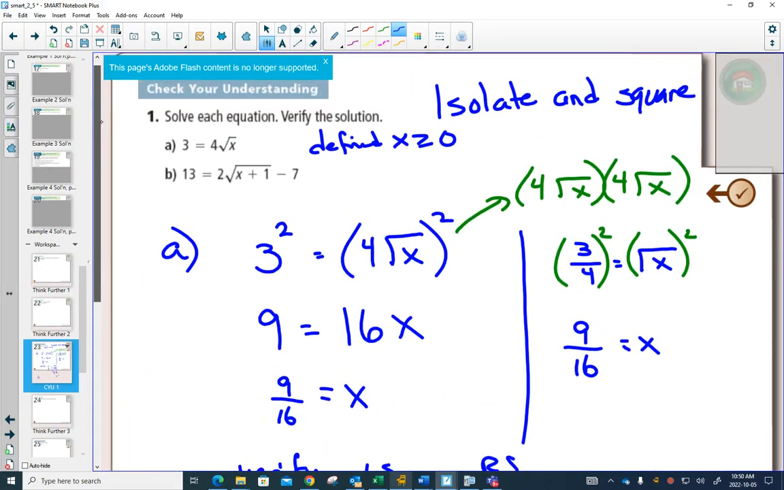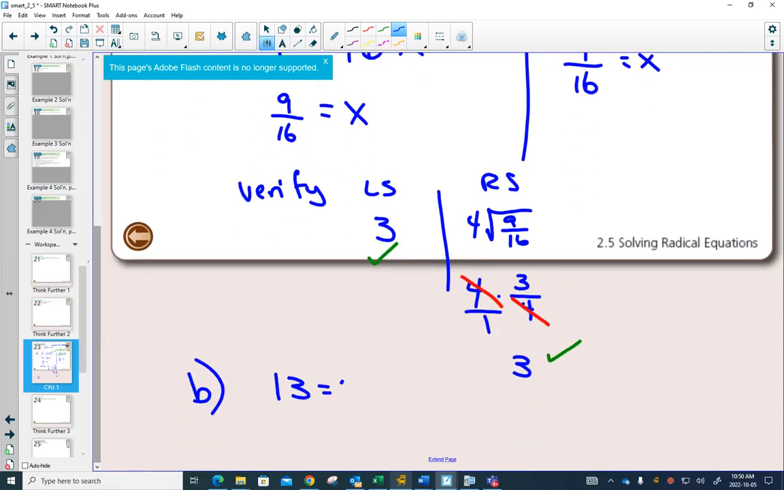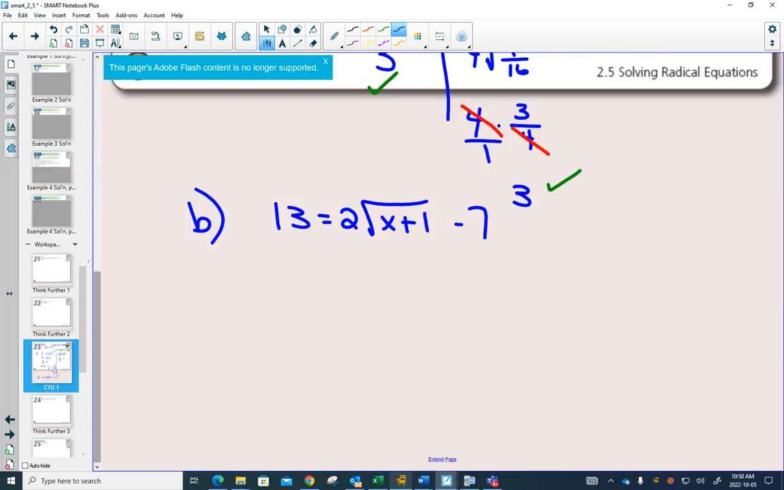Part B, 13 equals 2 root x plus 1 minus 7. Solving a square root equation. Isolate and square. Is the term with the square root all by itself? No. Number one mistake in solving a square root equation is squaring too soon. We cannot square both sides yet because the term with the square root is not isolated. What could I do? I could add 7 to both sides.